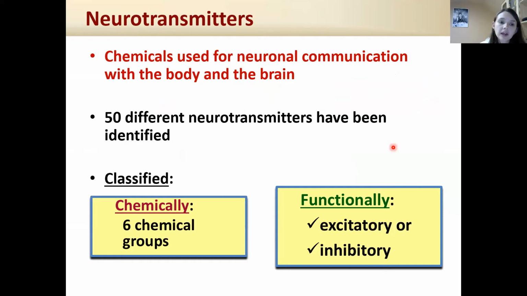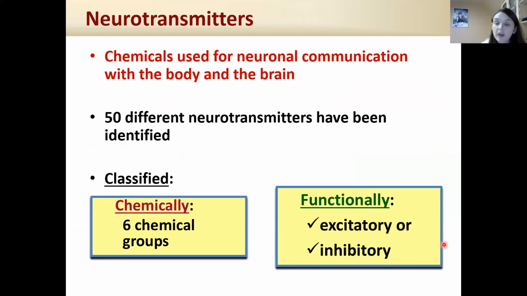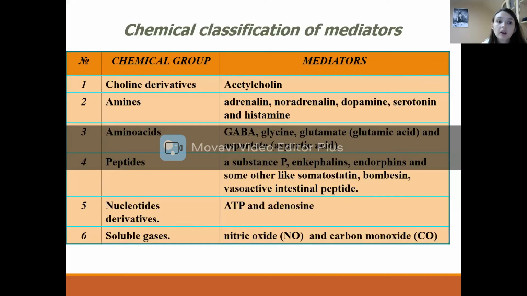We can classify neurotransmitters into chemical groups. We have 6 chemical groups, or we could classify them functionally, as excitatory or inhibitory. So we discuss excitation and inhibition. Now let us talk in more detail about what kind of effect neurotransmitters will produce. So what chemical groups do we have?